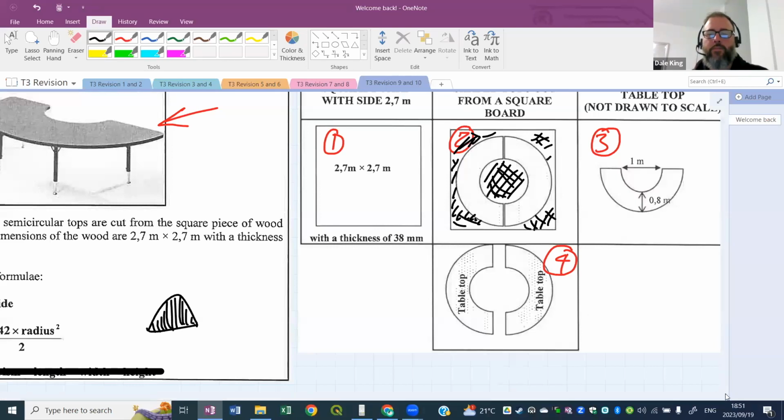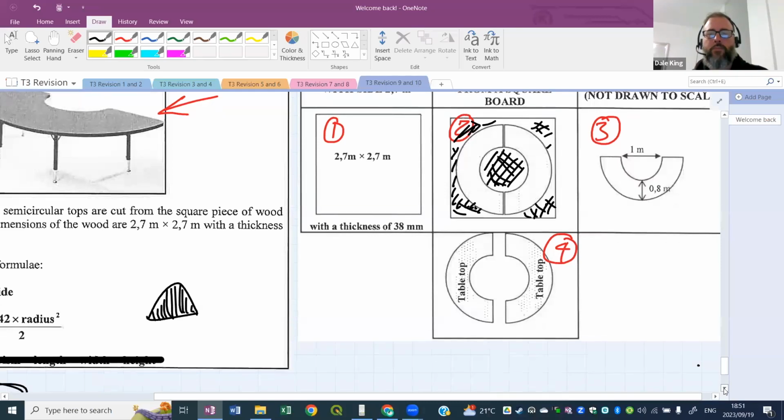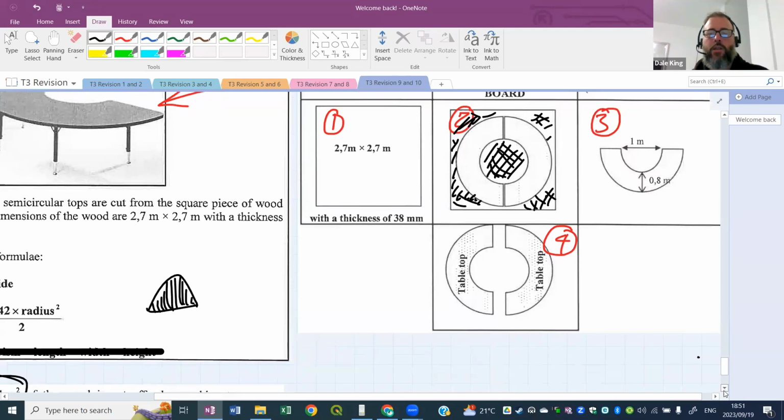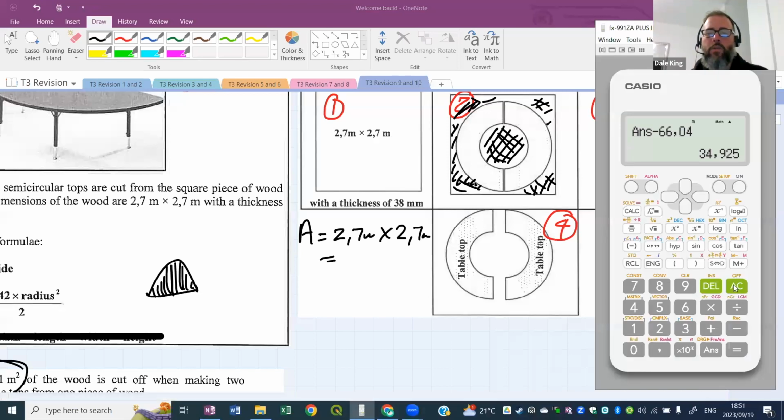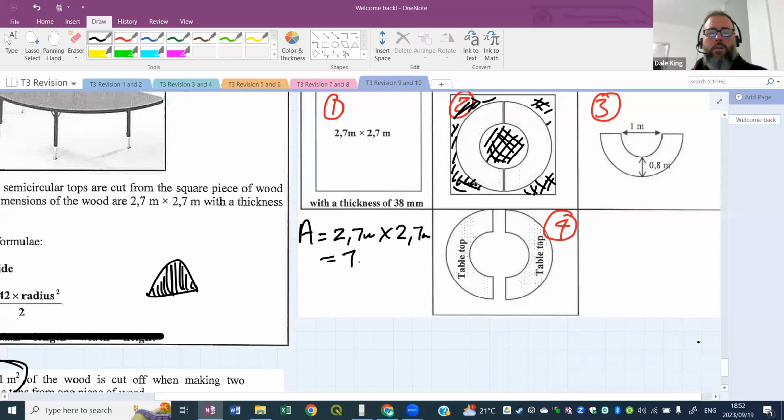I think you have to work out the area of the whole piece of wood at first. Yes, and let's do that. All right, so the area of a square is equal to side times side, so it's 2,7 times 2,7. Let's quickly get that out. That's the area of the whole piece of wood, guys. We've got to do that first. Okay, so it's 7,29 square meters. So we've got 7,29 square meters of wood to start with.